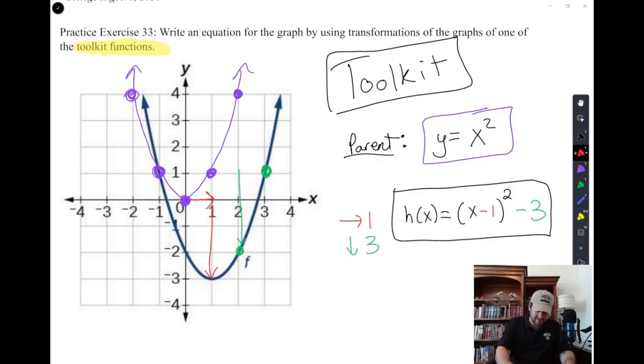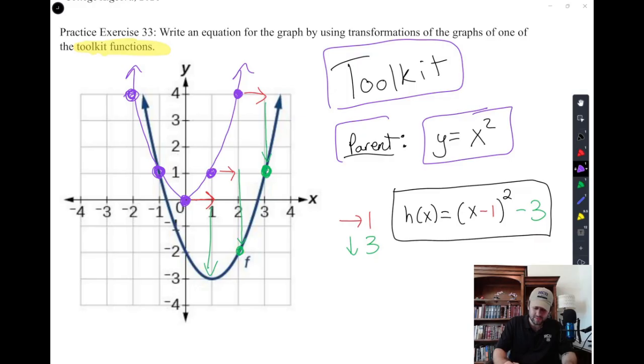Change those to red so you can see where those to the right by 1s came from, and then change that to green so you can see where the down by 3s came from. And where did the purple come from? It came from the toolkit parent function that we said is really important in section 3.1 to memorize. And there's the transformations of functions.